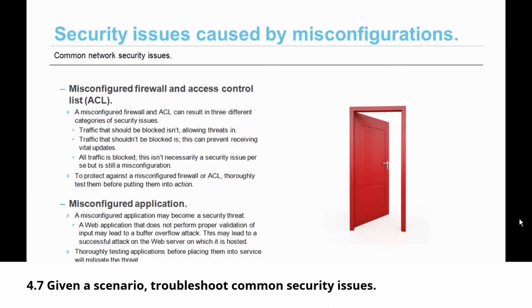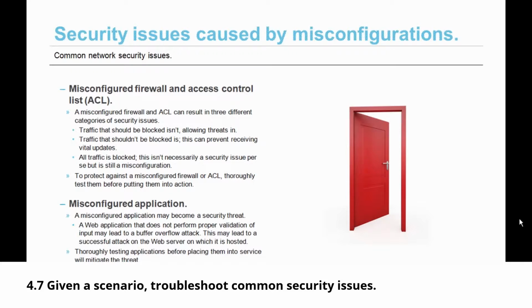A misconfigured firewall and/or access control list may cause a security issue. These can result in three different categories of security issues. Traffic that should be blocked isn't, allowing threats in. Traffic that shouldn't be blocked is. This can prevent the receiving of vital updates. Or all traffic is blocked. This isn't necessarily a security issue per se, but it is still a misconfiguration.